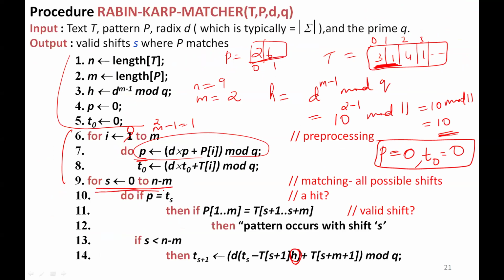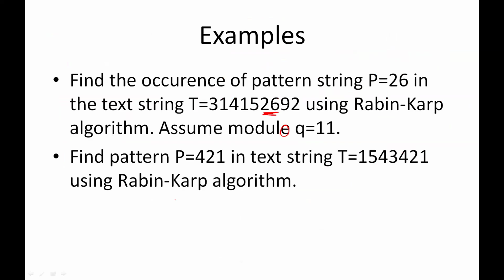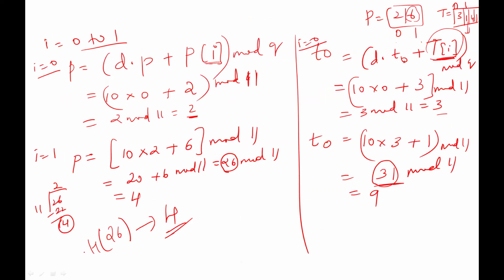Now we have to find the shift where a match will occur or not. In order to find the shift, if we have to check for a match, the first thing we have to check is for S varying from 0 to n minus m. In our case, n is equal to 9 and m is equal to 2. So 9 minus 2, we have to move the loop 7 or 8 times. So currently, moving forward, S is equal to 0 to 9 minus 2, that is 0 to 7.